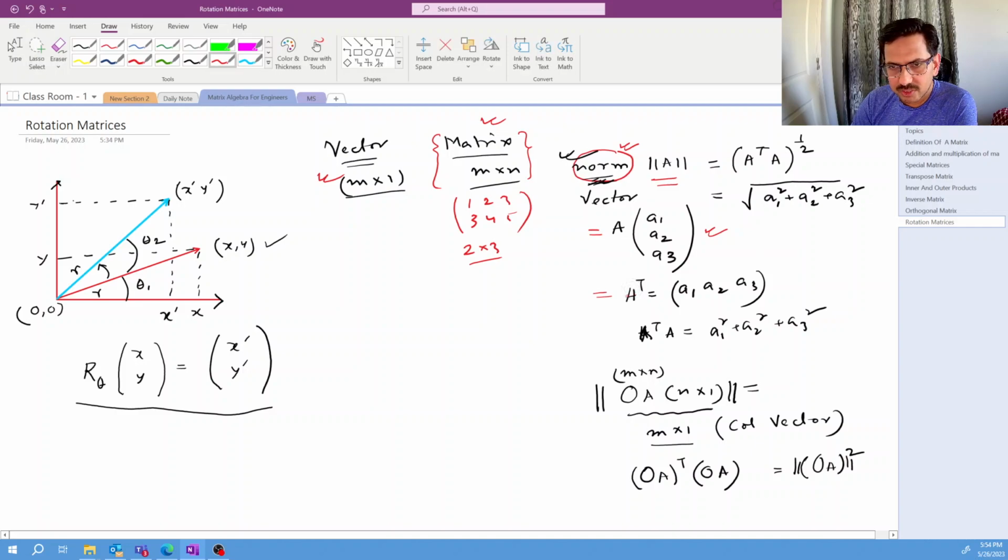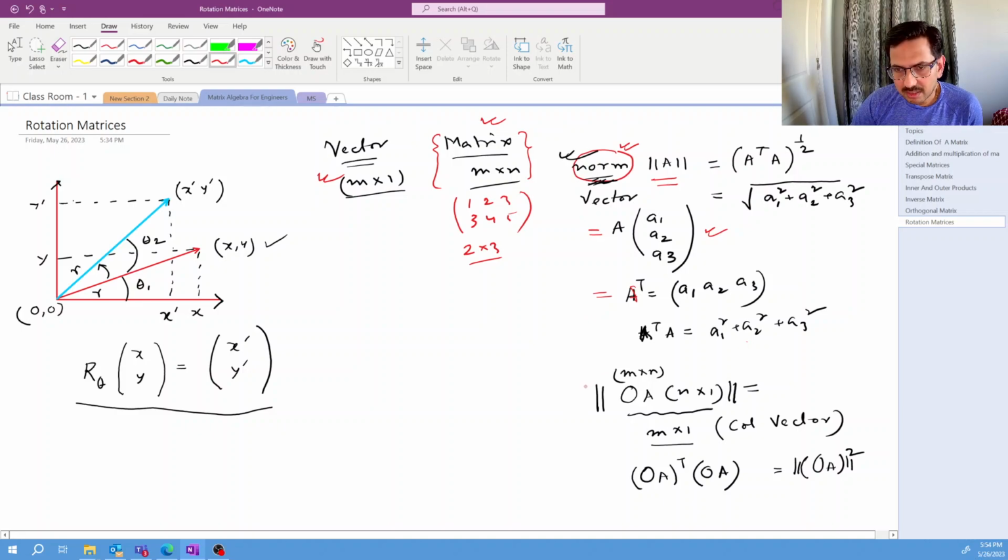A transpose will be just a row vector, and then if you multiply, you know the multiplication rule. So A1 will get multiplied with this, you will get this, and ultimately your formula will be something like this. So the norm is basically the distance of a vector, the length of a vector.